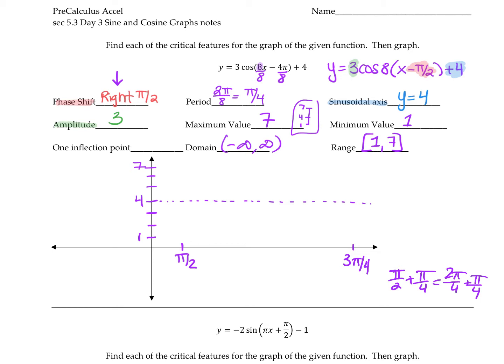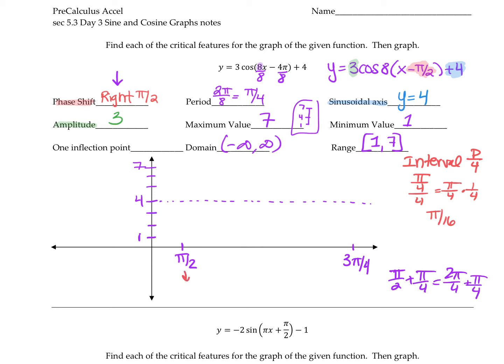Now we could use the method here where we find the midpoint and then find the midpoint between our midpoints. I'm actually going to use the interval method here because I think it's a little bit easier. So when we're finding our interval, we're always going to take our period and divide it by 4. So in this case, my period is pi over 4. I'm dividing it by 4. That's the same as doing pi over 4 times 1/4, which means my interval is a 16th.